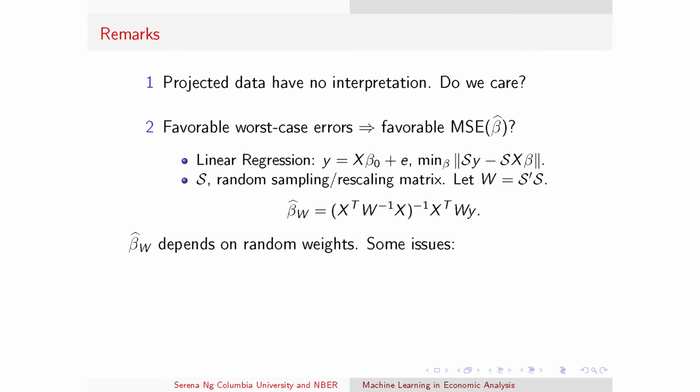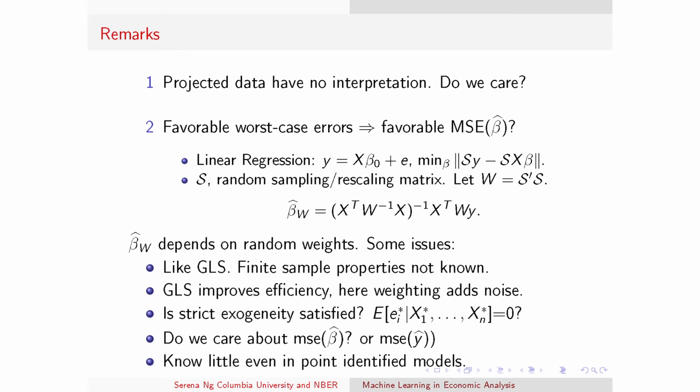And I am way behind, so I still am in the linear point identification. I'm going to go back to my OLS example, linear regression. Instead of estimating beta by OLS, I'm going to rotate the data by this S matrix. So actually, it is like our GLS estimation, right? The weighting matrix is simply S prime S. Obviously, this projected estimator is going to depend on the choice of weights. There are some issues that I certainly don't understand, and we may want to think a little bit about it. So it's a GLS type estimator. The finite sample properties are not known because the weights are random.